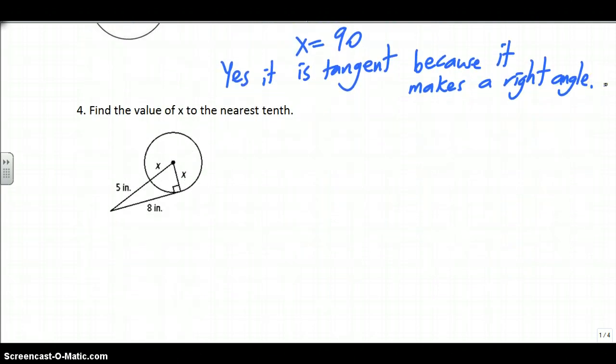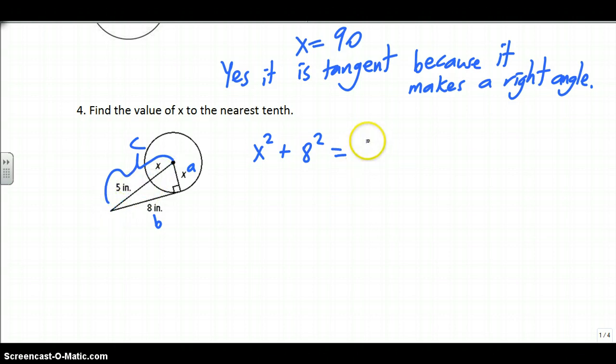Okay, find the value of x to the nearest tenth. Well, hey, look, we have a right triangle with some missing sides. So I can have a squared, b squared, and this whole thing is c. Now, a squared would be x squared. B squared would be 8 squared. But let's think about what c squared would be. C is 5 plus x. It's the whole segment, right? We remember segment addition. This is x and this is 5. So together they are x plus 5.